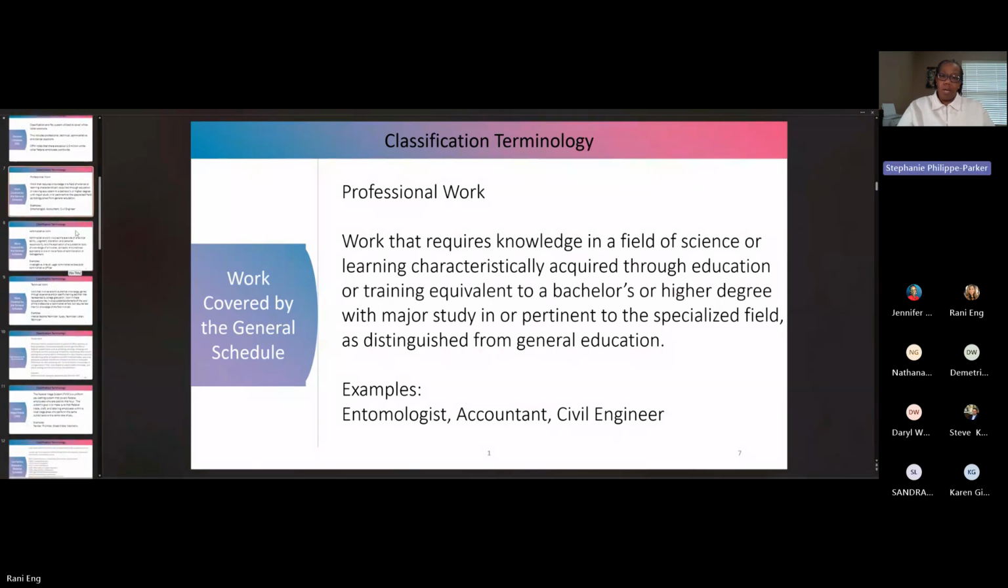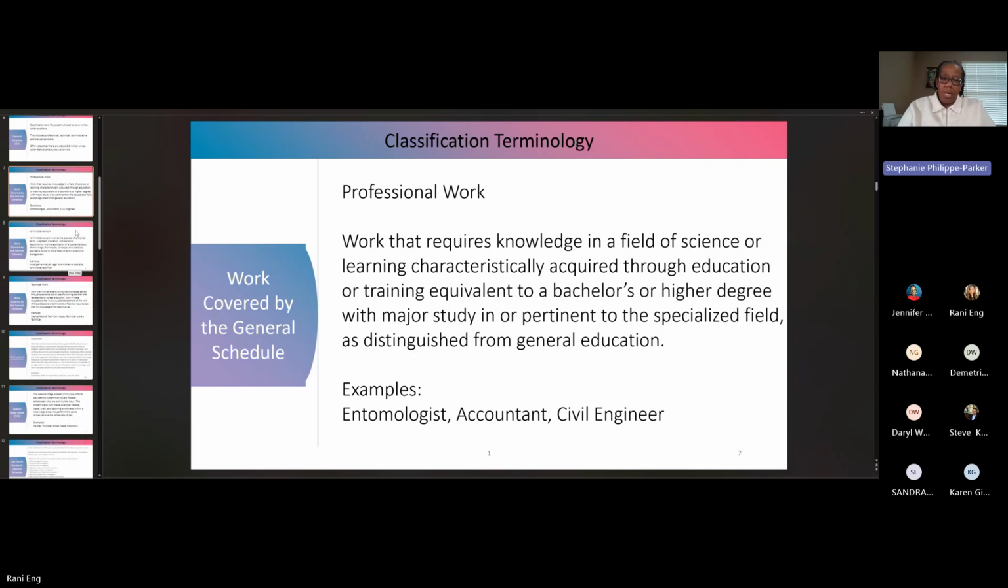All right. Professional work. The first type of GS work that we're going to talk about is professional work. It requires knowledge in the field of science or learning characteristically acquired through a degree. Some examples of professional positions are entomologist, accountant, or civil engineer, all of which require that specialized knowledge and higher education.